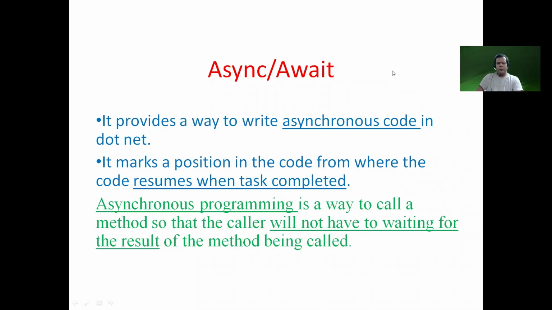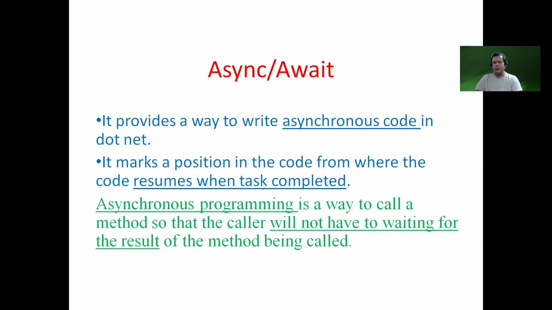Async await provides a way to write asynchronous code in .NET. With the help of this, you can do asynchronous programming very easily in .NET technology. It marks a position in the code from where the code resumes when the task is completed. It means when you are calling a function that will take a longer time.